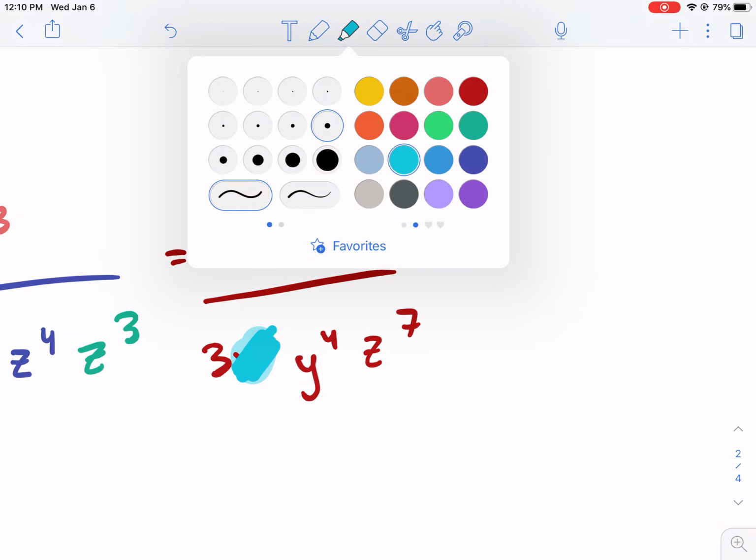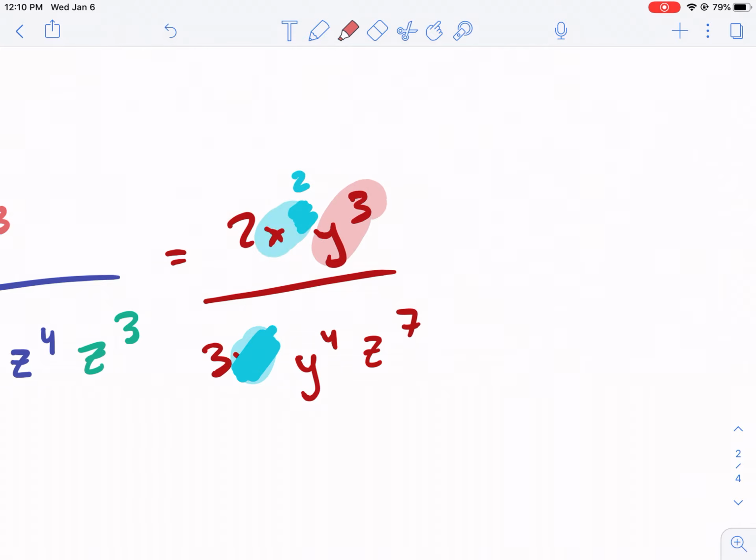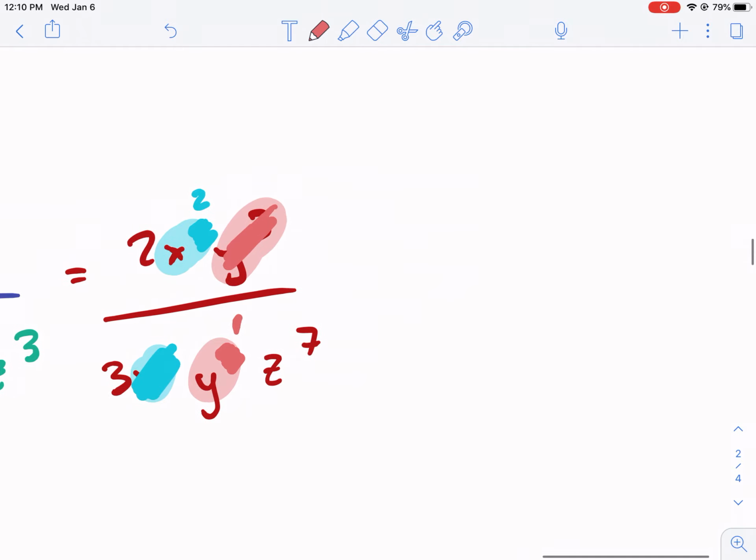Okay, I'm going to identify my y's now. Here I have y's, here I have y's. I'm going to identify the smaller one. The smaller one's in the top, so I'm going to cancel 3 of those with 3 of these, leaving me just 1. And then there's no z's in the top, so I don't need to cancel there. So my final answer is going to be 2x squared over 3yz to the 7th power.